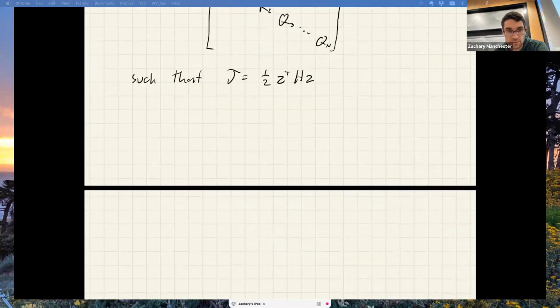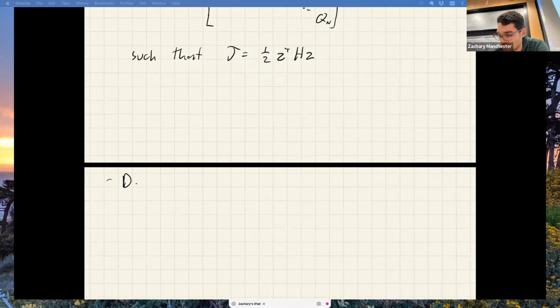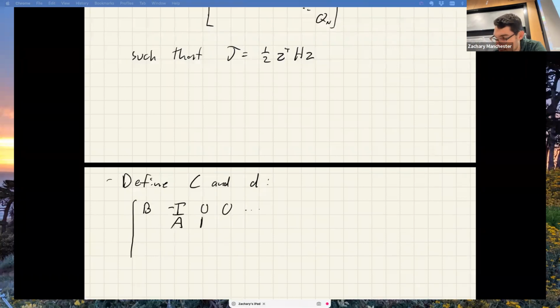Let's write that on a new page. I'm going to define a similar idea. I'm going to call it the matrix C and this right-hand side vector D. And it's just me writing the x k plus 1 equals A x k plus B u k thing in one big matrix. So this is going to look like the following. I'm going to have B and then minus identity, and then a bunch of zeros, and then A, B, minus identity.